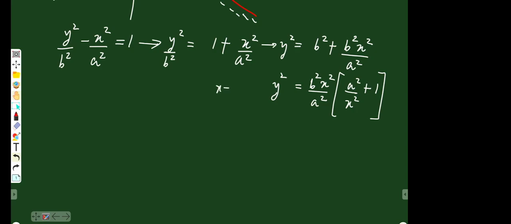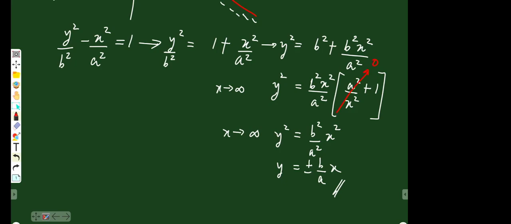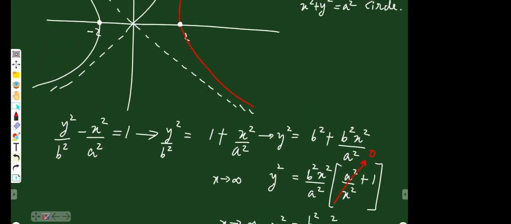Then, when x goes to infinity, right? What will happen? When x goes to infinity, this goes to 0, right? Then under that condition, y squared is b squared divided by a squared x squared, right? So y is equal to plus and minus b divided by a x. So those are the asymptote conditions, right? So I think that is what we have obtained here, right?